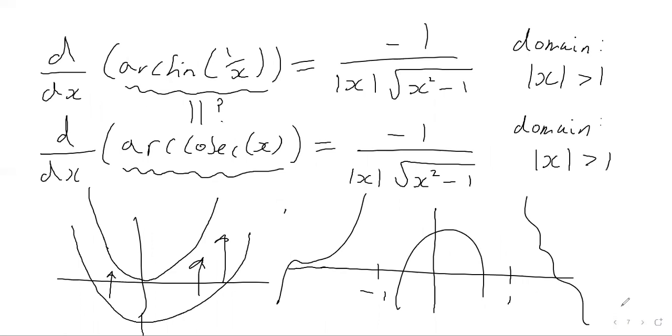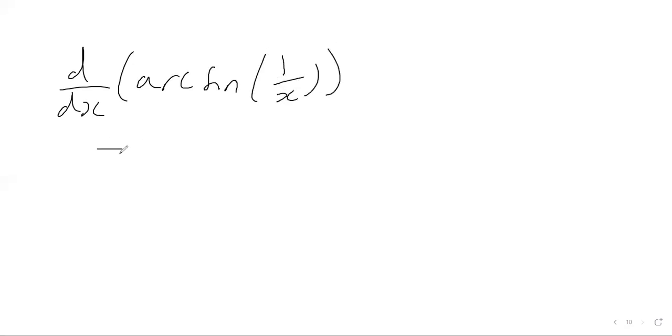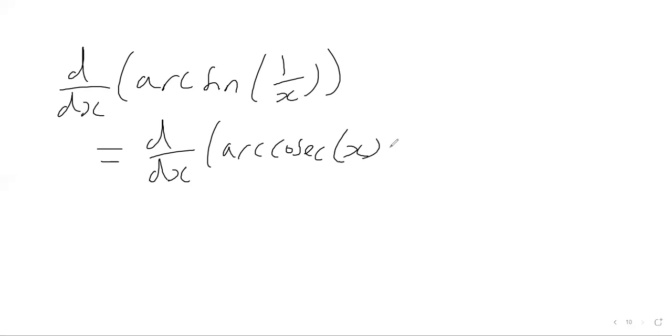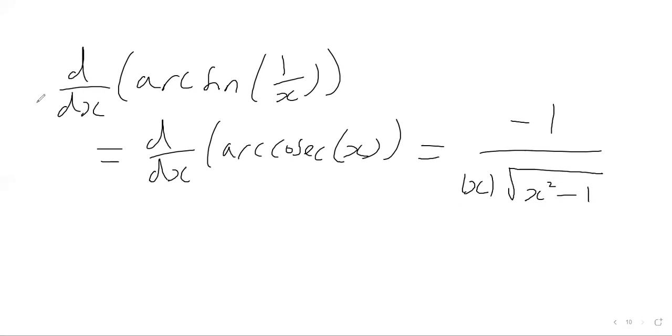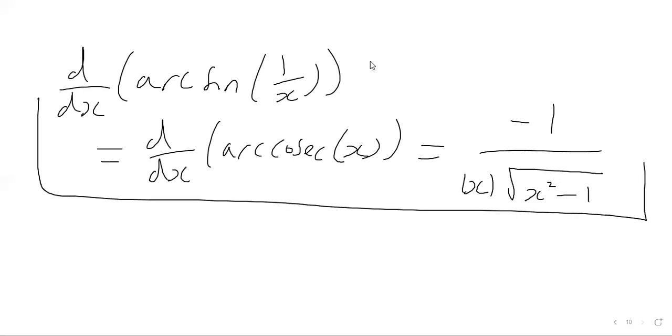So what that means then, let's just write this on a new page, is that the derivative of arcsin of 1 over x is the same as the derivative of arc cosec of x. And so therefore, the result we got was -1 over the modulus of x multiplied by the square root of x squared minus 1. And yep, that's the result for this video today.